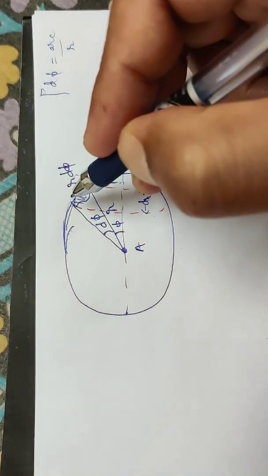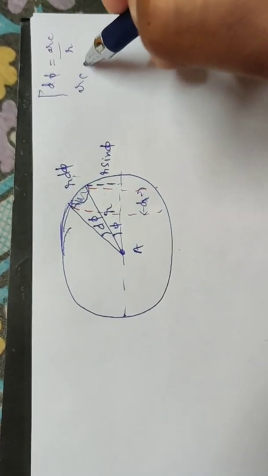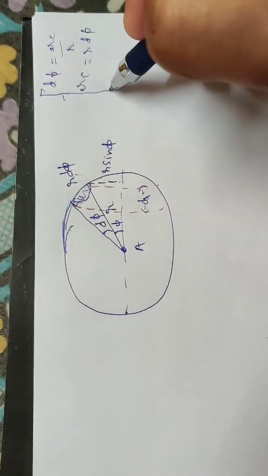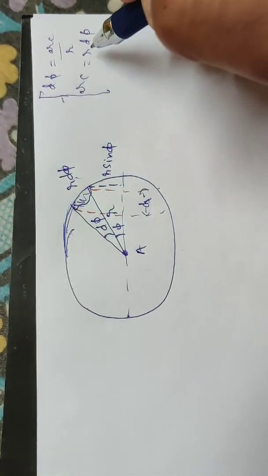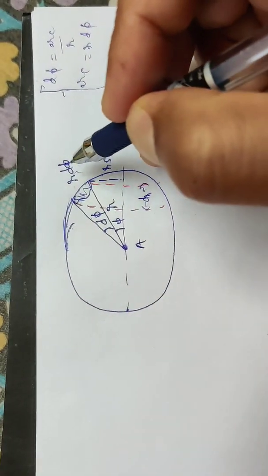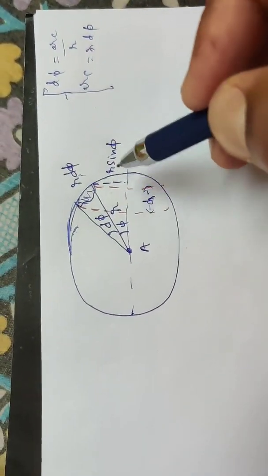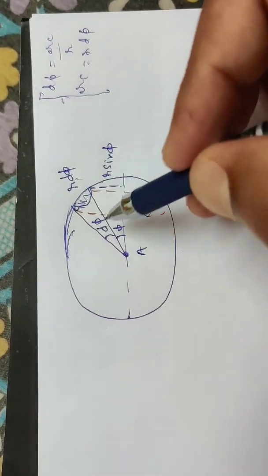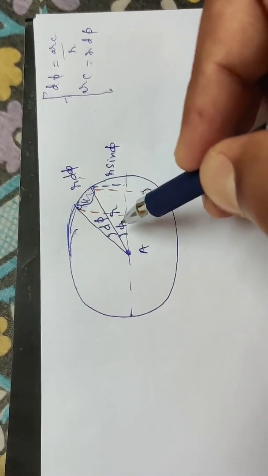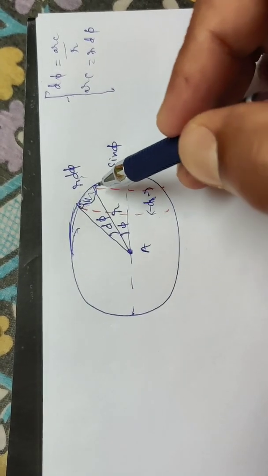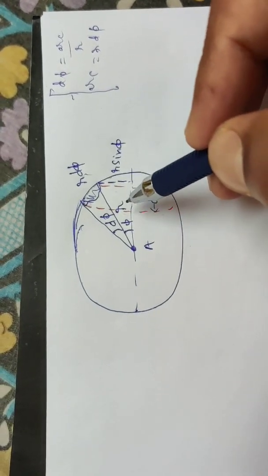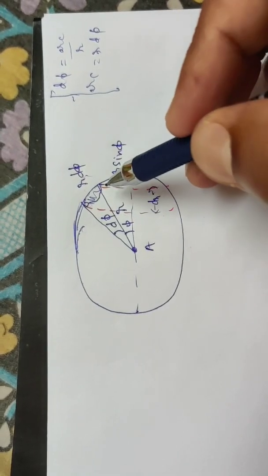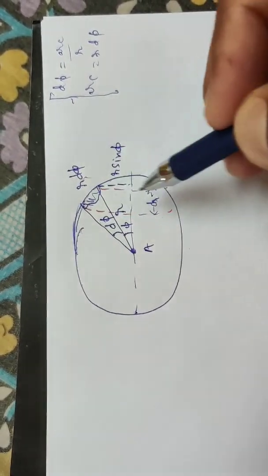So this arc can be found as r d phi. This is how it came, and the radius of the ring will be r sin phi, because this is r, this is phi, and this is a perpendicular, so this is p, this is h, this will be r sin phi. So this is the radius of this annular ring.